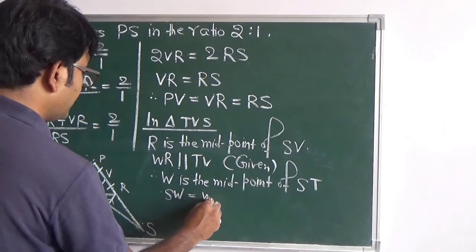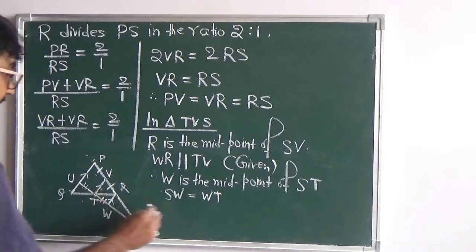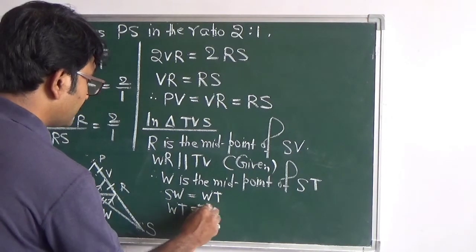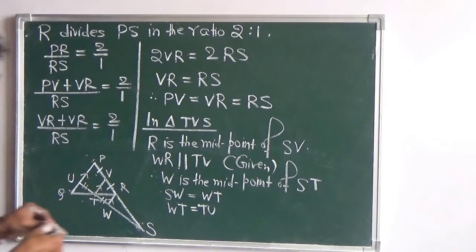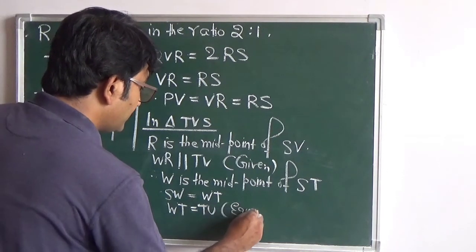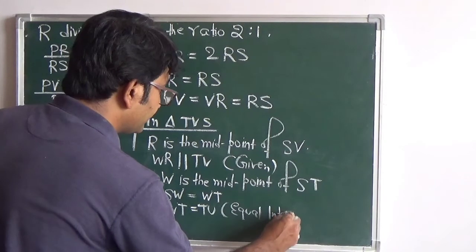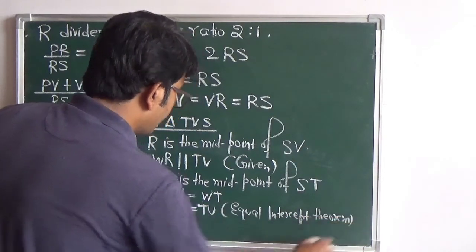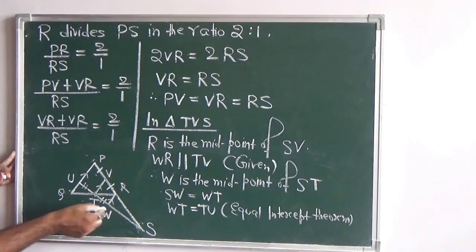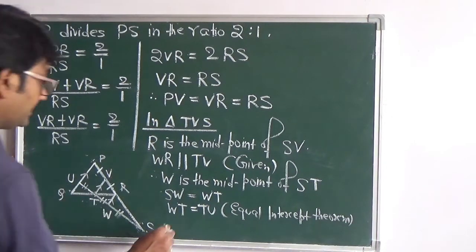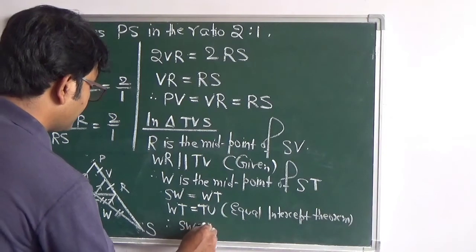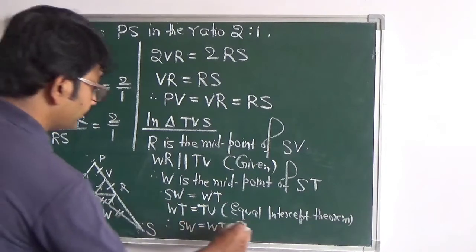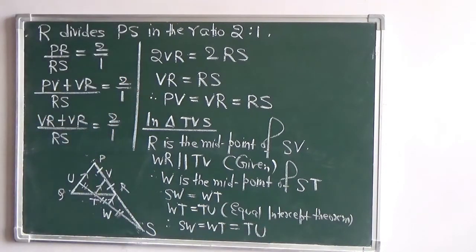And now WT equals TU, by the equal intercept theorem. So we can write SW equals WT equals TU. So all three are equal. So therefore SW is equal to WT is equal to TU. So this result we have obtained.